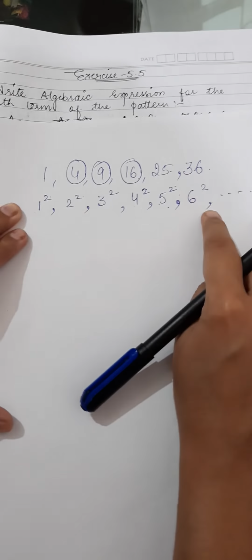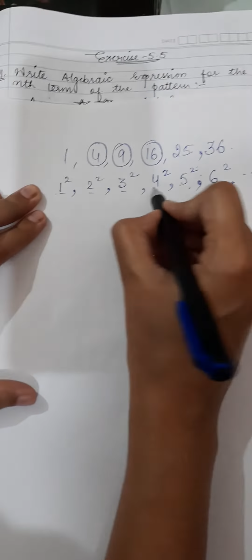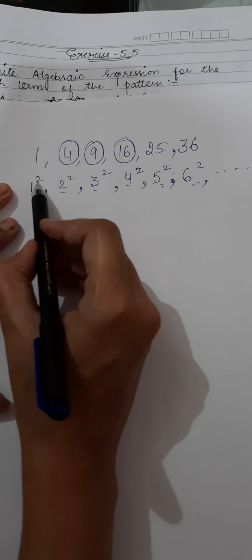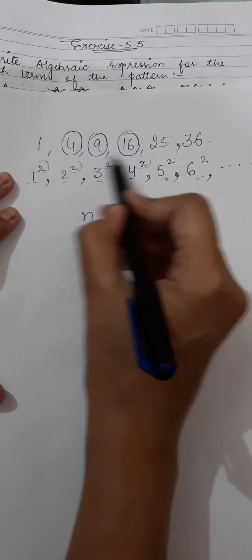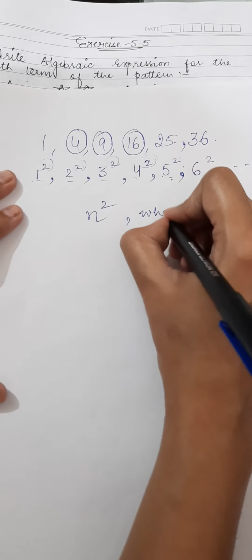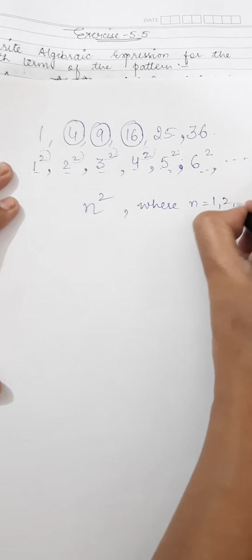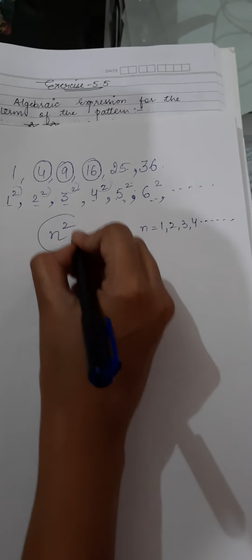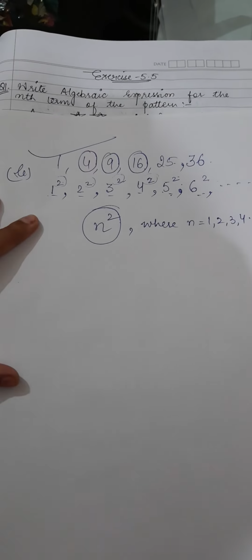Right? Now we have to make the pattern out of it. 1, 2, 3, 4, 5, 6 changing. So that means n. And in the power, what is there? 2, 2, 2. Everywhere power is 2. So it is n square. And you are going to write where n is equal to 1, 2, 3, 4 and so on. This is the pattern for this B part.